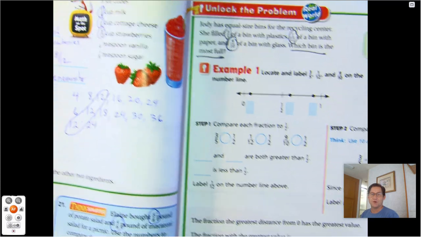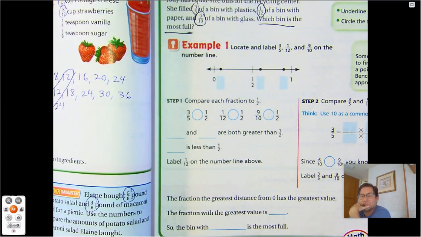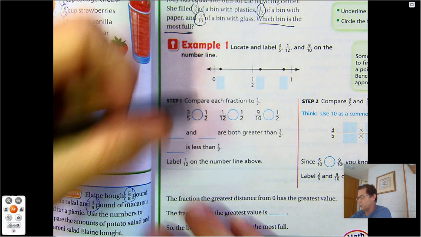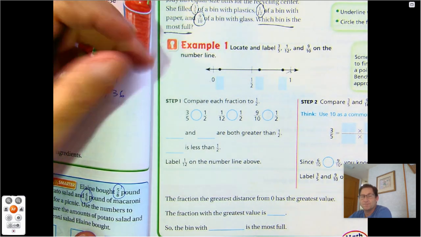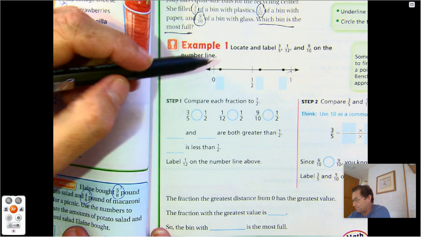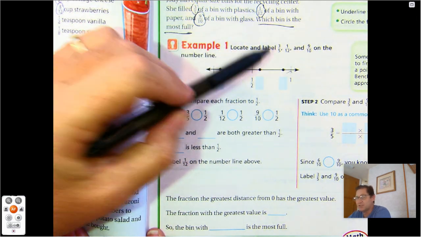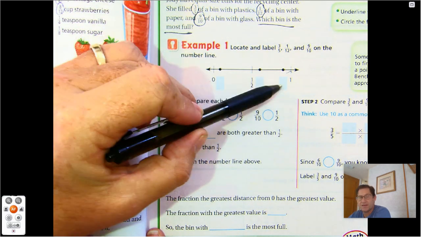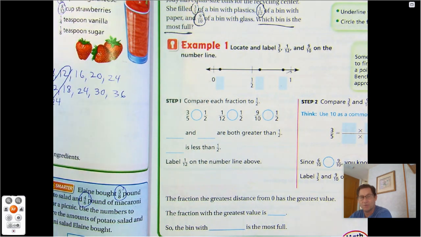All right, so example one, we can locate the fractions on a number line. And so we would use 0 and 1 if the fractions were less than 1. And so step one, we're going to compare each of these fractions to 1/2. Because we notice that there's two that are going to be greater than 1/2, and we see that one's going to be less than 1/2.